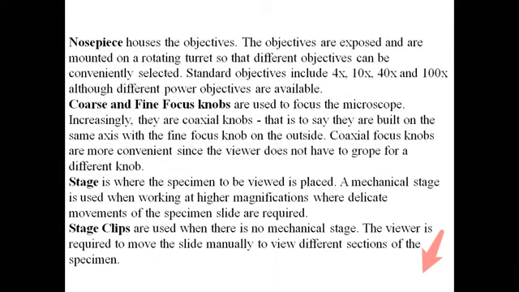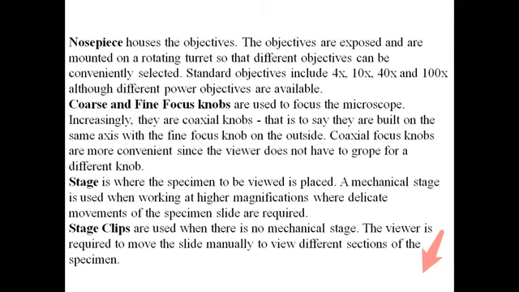Then we have the nose piece. What the nose piece does is it houses or holds the objective lenses. The objectives are exposed and are mounted on a rotating platform so that different objectives can be conveniently selected. Standard objectives include 4x, 10x, 40x and 100x. And apart from this, the 100x can also be supplied with the oil immersion objective lens. So that is one different kind of lens that we'll talk about later.